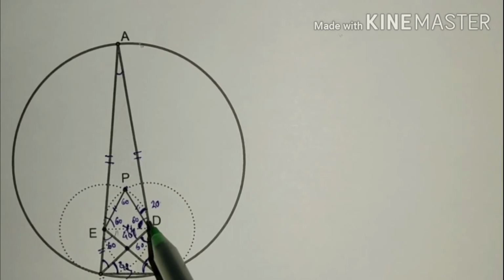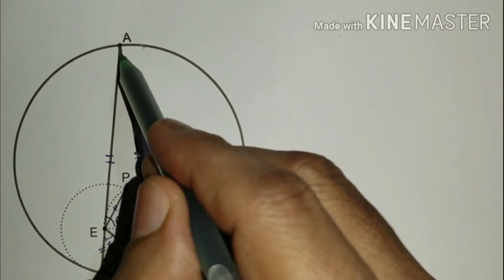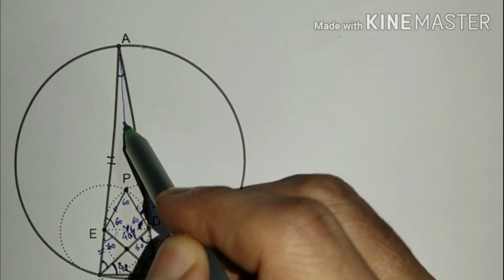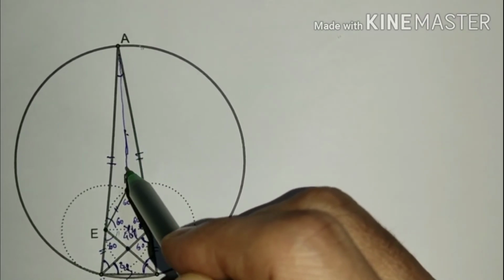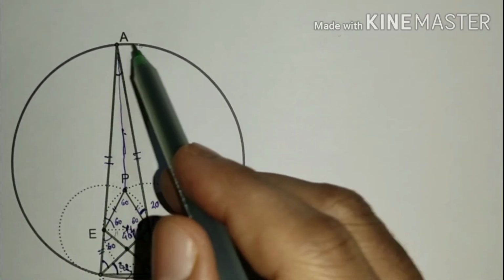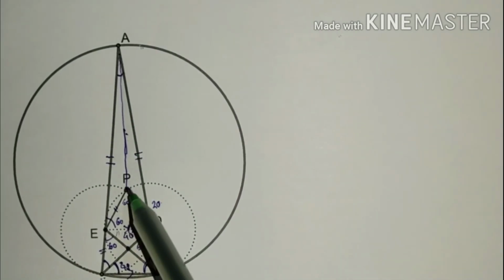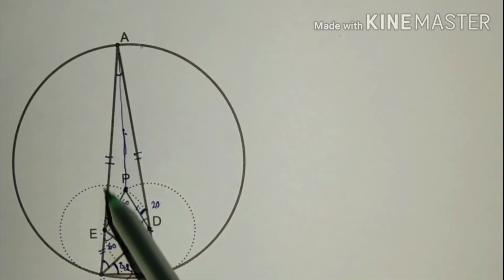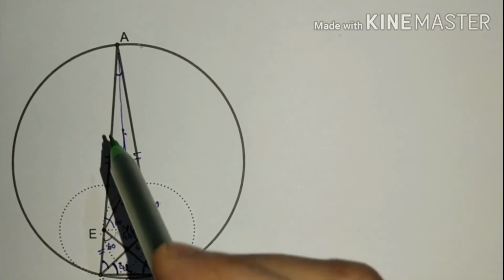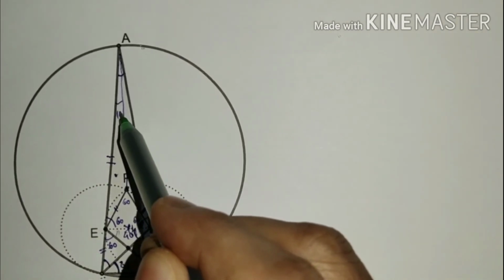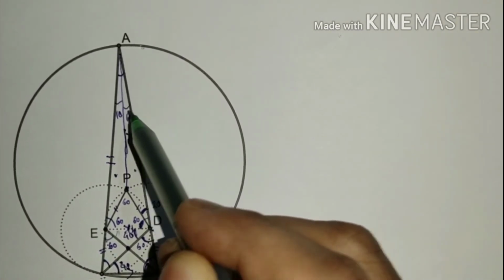Now join AP. In triangles APE and APD, AP is common in both. PE is equal to PD and AE is equal to AD. Therefore these two triangles will also be congruent, and this angle is 10. This angle is 10.